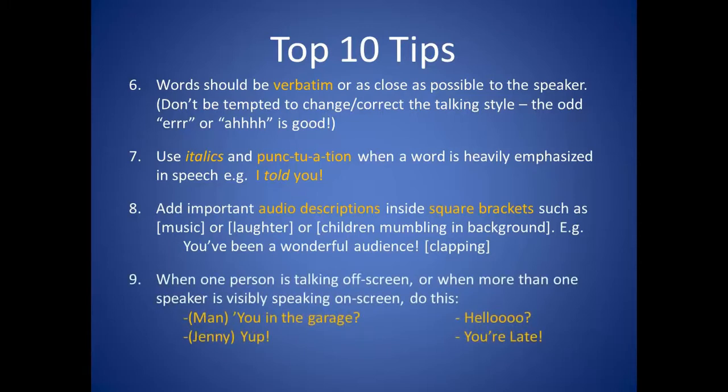When one person is talking off screen, or when more than one speaker is visibly speaking on screen, it can be hard to know who's talking if you're just reading the captions. So make it obvious. Little hyphens are good to denote different people. So if that the man and Jenny example here, just look at the left-hand part of the screen for this. That's 2 examples. So the man and Jenny one, little hyphens denote that it's different people. So that's good. And the man says, "You in the garage?" And then Jenny says, "Yup."